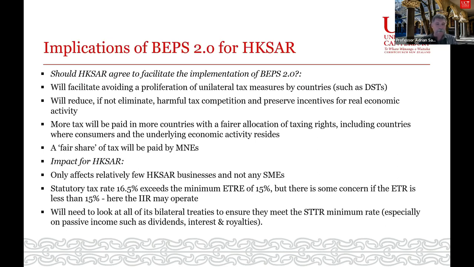What is the impact though? Well, very, very few Hong Kong businesses will be directly impacted, and none of the SMEs. Currently, the statutory corporate tax rate is 16.5%. It exceeds the minimum rate, but there is some concern that if the rate is less than 15% effectively, then the IIR may operate. So it's important to say you can have a statutory rate, but you still need to check when we see the details of the rules, is the effective rate 15%? So Hong Kong will also have to look at all its bilateral treaties to ensure the minimum STTR, that's the 9%, on things such as dividends, interest and royalties has been met. And if it's not, then there will be this additional taxing right that comes in.